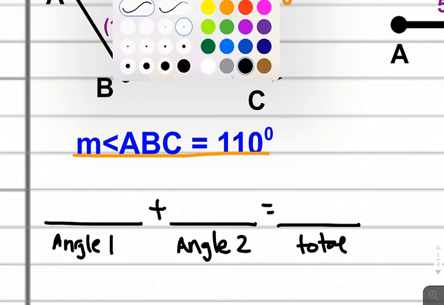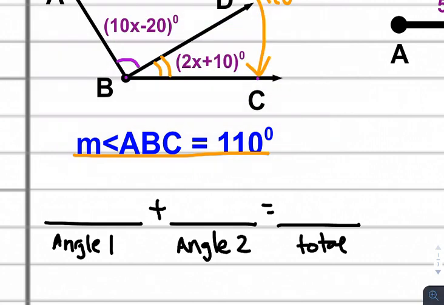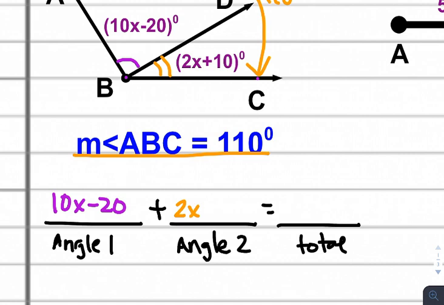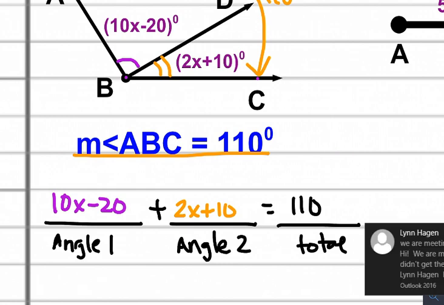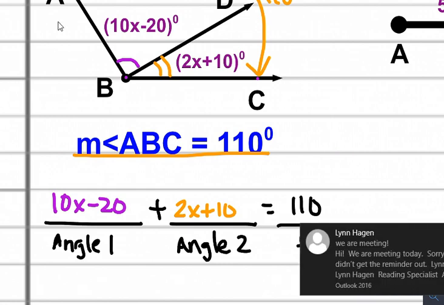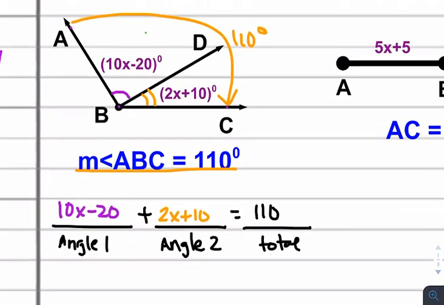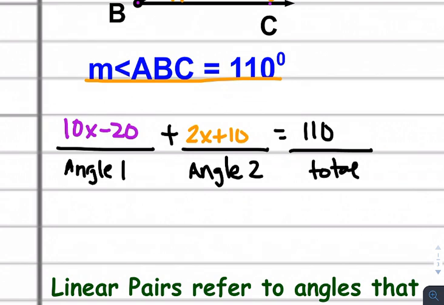And so we can take the first angle, that's 10x minus 20. We can take the second angle, that is 2x plus 10. And we can set it equal to the total, which is just 110. The justification for this equation is actually the angle addition postulate. So it's no longer a calculation on the grid, now it's reasoning and logic based on rules.